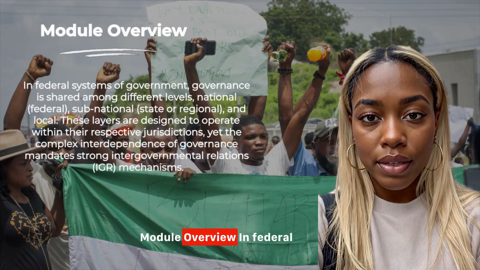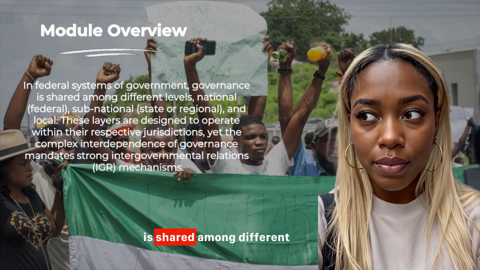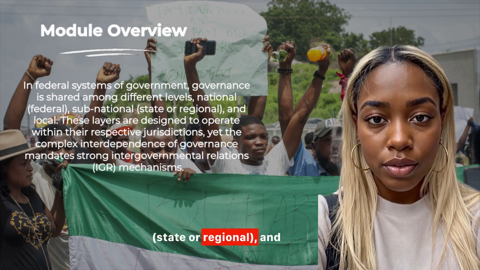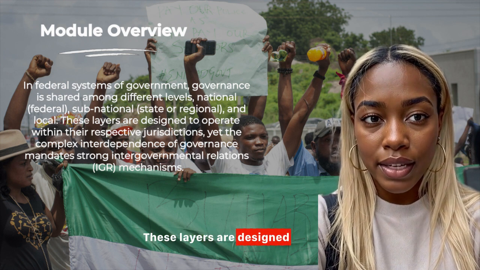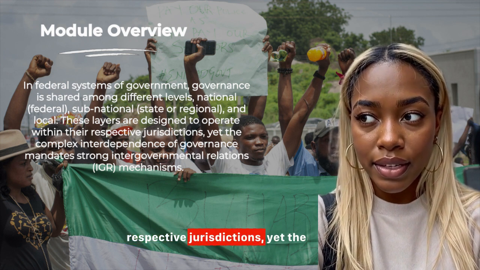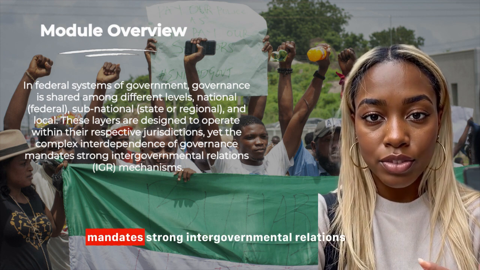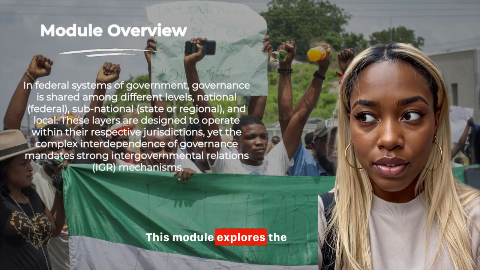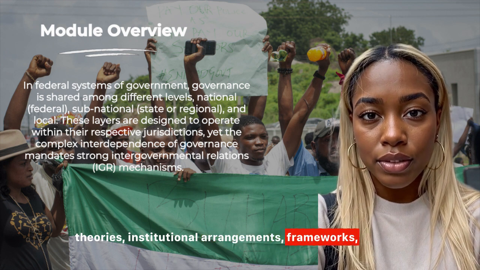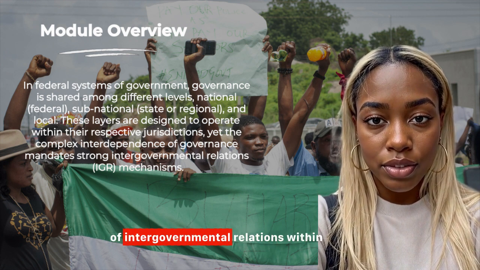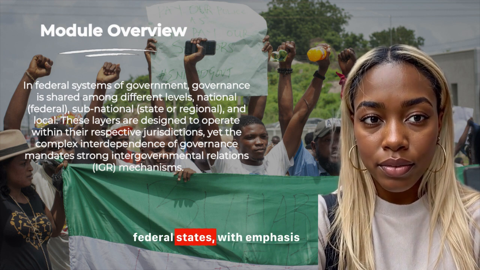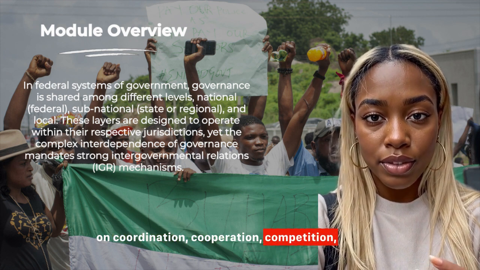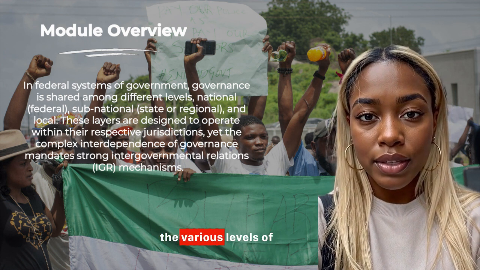Module overview. In federal systems of government, governance is shared among different levels: national, federal, subnational, state or regional, and local. These layers are designed to operate within their respective jurisdictions, yet the complex interdependence of governance mandates strong intergovernmental relations (IGR) mechanisms. This module explores the theories, institutional arrangements, frameworks, mechanisms, and practical realities of intergovernmental relations within federal states, with emphasis on coordination, cooperation, competition, and conflict management across the various levels of government.